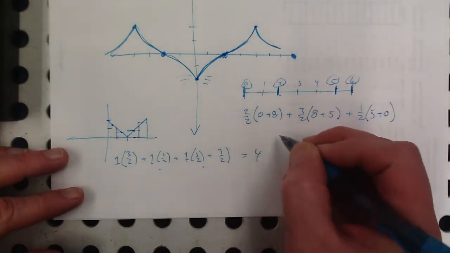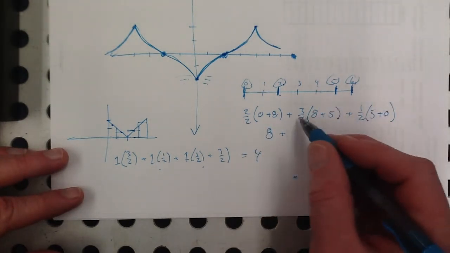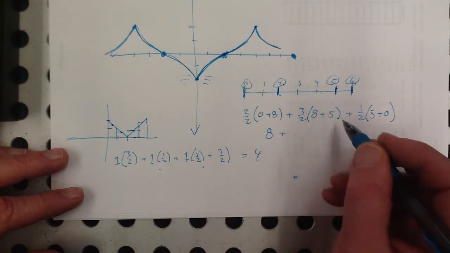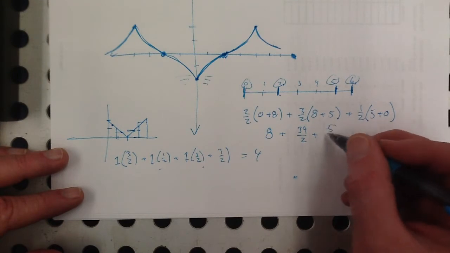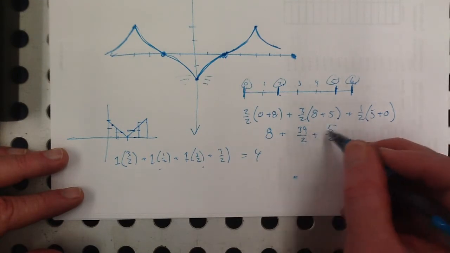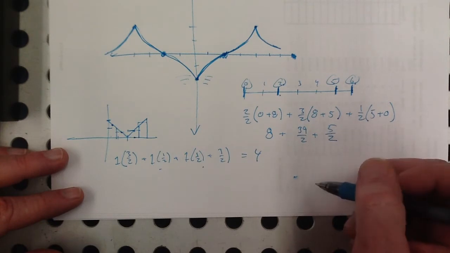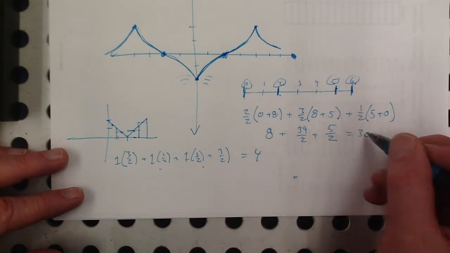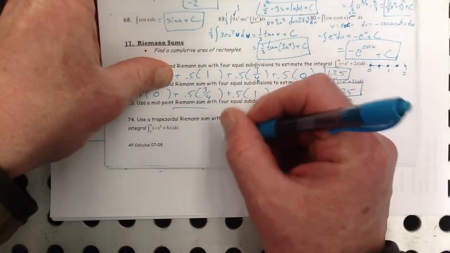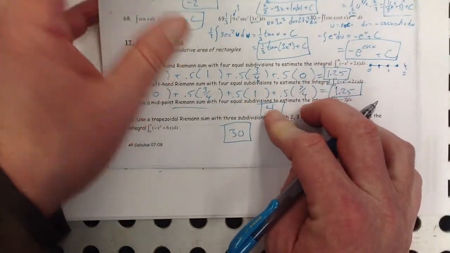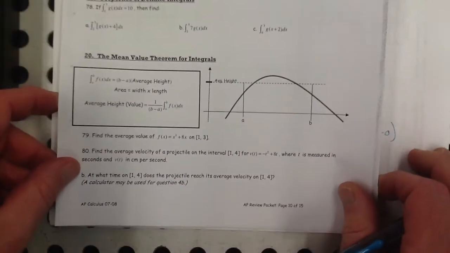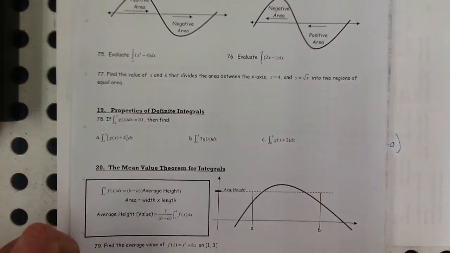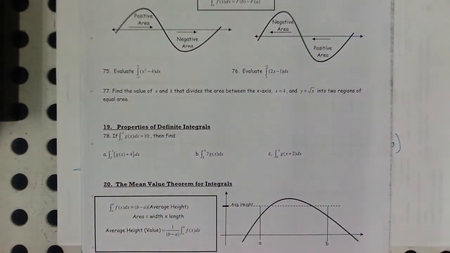Okay, so I got 1 times 8, I got 3/2 times 13, and I got 5/2. That's 44/2, or 22 plus 8 is 30. Looks like I'm getting 30 for that. Hope that's right. Alright, fundamental theorem. I'm going to finish up these last few problems in just 1 sec.